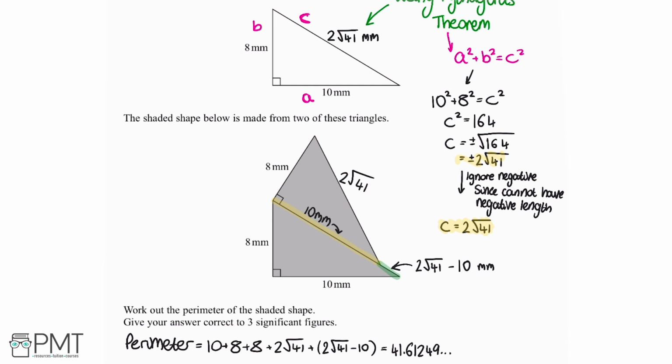We get 41.61249... and you'll have even more numbers on your calculator. However, we want that to 3 significant figures, so the answer is going to be 41.6. We get our first mark for realising we need to use Pythagoras and getting the value of c squared. We got our second mark for then getting the value of c. We got our fourth mark down here for working out the perimeter. And the fifth and final mark if we get it correct to 3 significant figures.